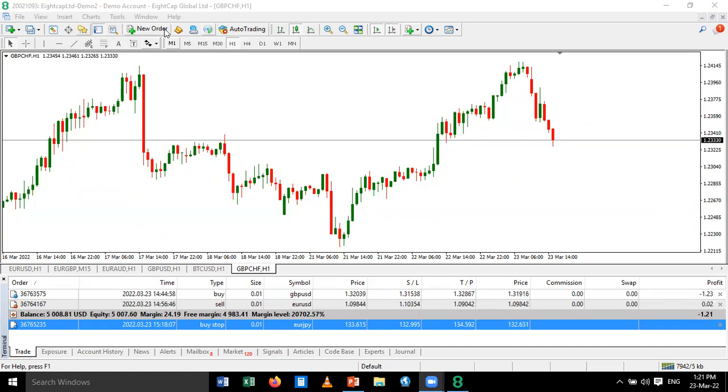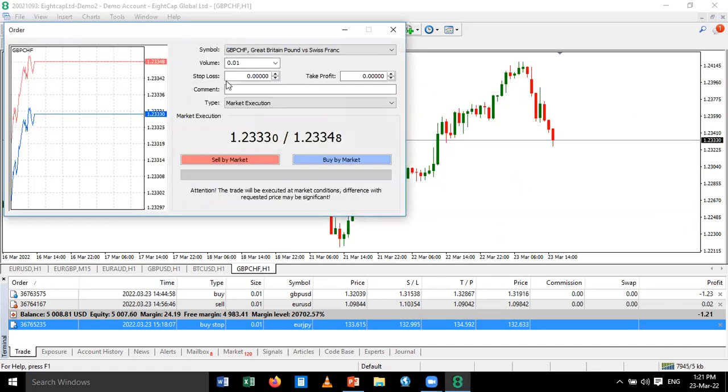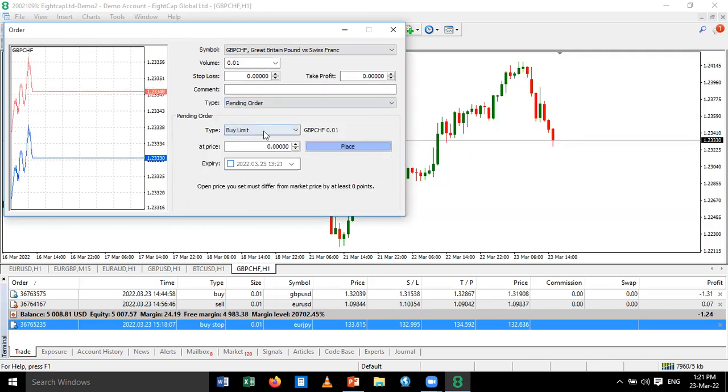I click on new order again. New order. Symbol shows the currency pair. Volume. I maintain my initial lot size to 0.01 for practical purposes. Come to type, I pick pending order. Under the next type, I select sell limit.